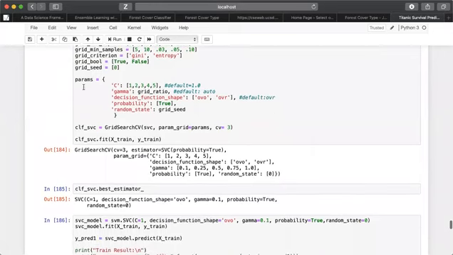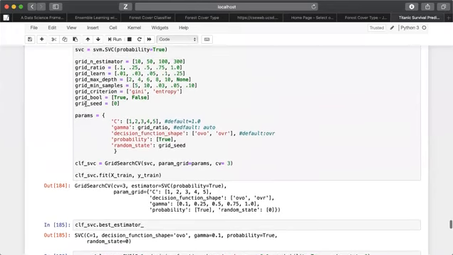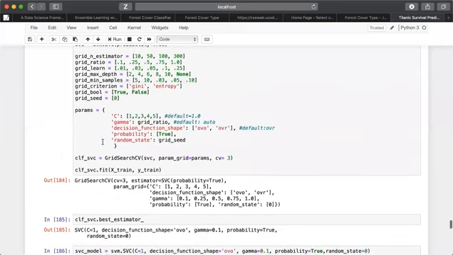So these are the params I have found that I will try. For C: 1, 2, 3, 4, 5. Gamma will be the grid ratio, which I've defined as 0.1, 0.25 up to 1. Decision function shape either OVO or OVR. Probability true, random state is a grid seed. Grid seed has come from 0.